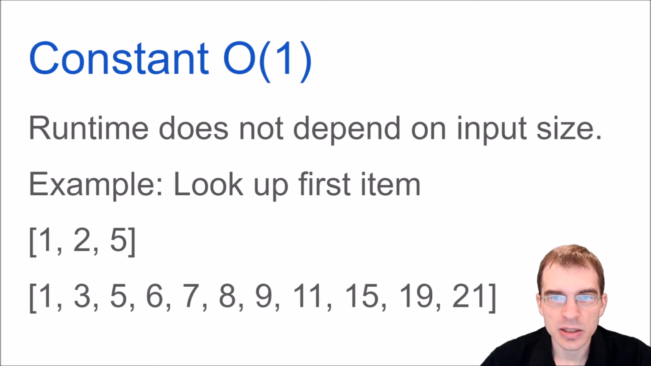So if we had this sequence as well, how long does it take to look up the first item? Well, it still only takes one step. We look at the first thing, then we return it. We don't care about the fact that there's more than 10 items in the second array. We're still only doing one thing.